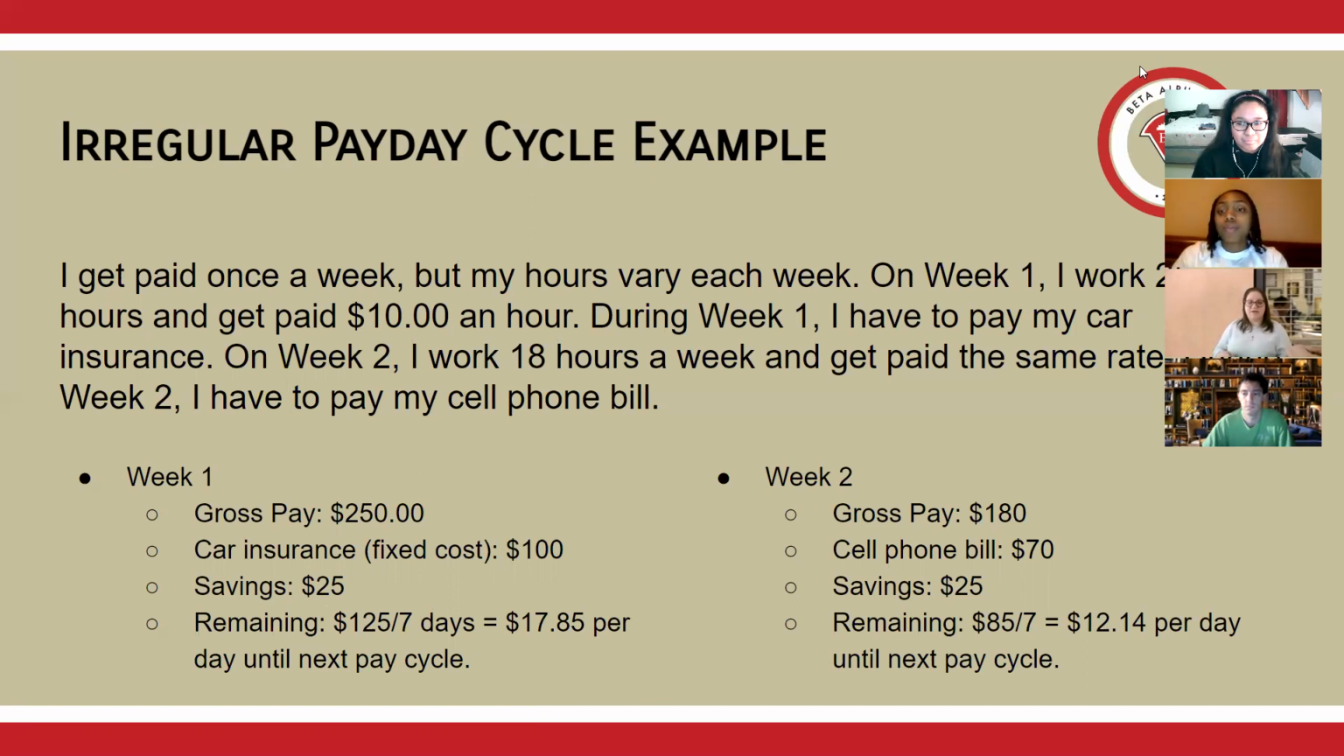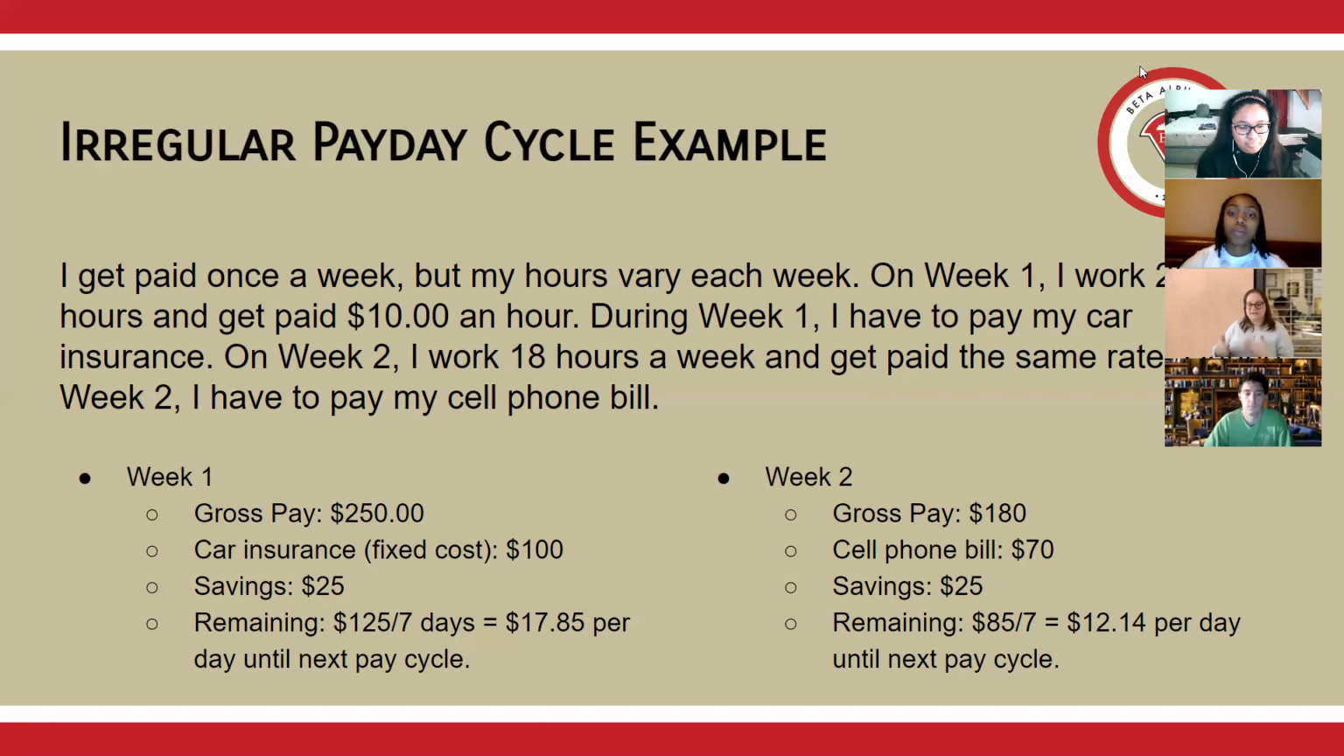And then during week 1, you have to pay your car insurance. And then on week 2, you may work 18 hours and get paid the same rate. And during week 2, you then have your cell phone bill. So with budgeting with an irregular payday cycle, during your first week, your gross pay will be about $250. And then you have your car insurance, which is your fixed cost, at $100. And then you want to have your savings, of course. So you're going to have $25 aside. And then remaining, you'll have that $125.